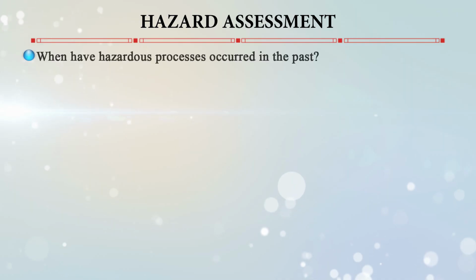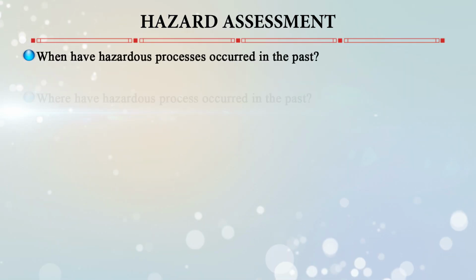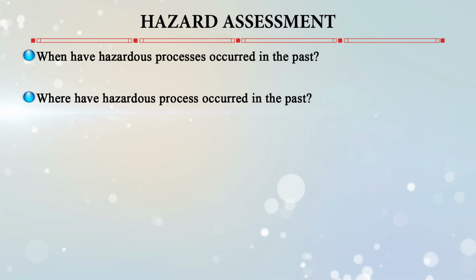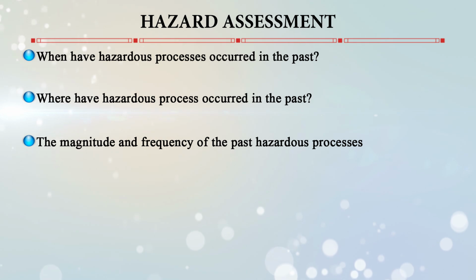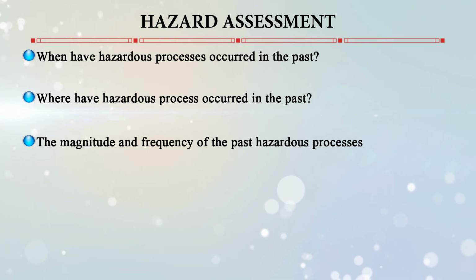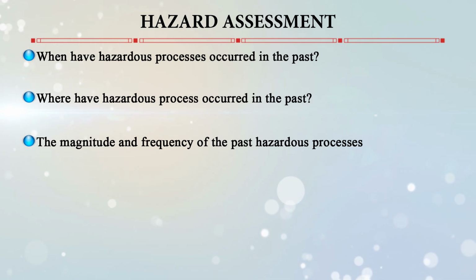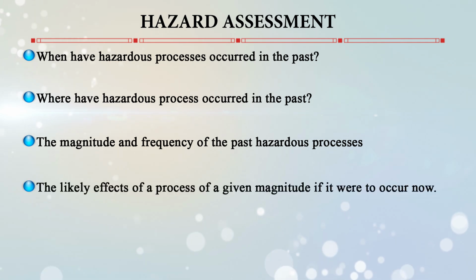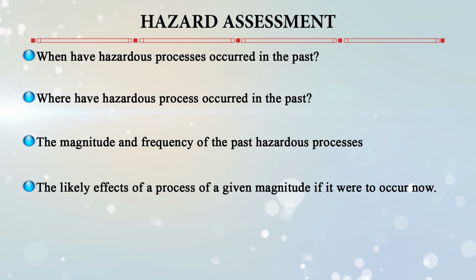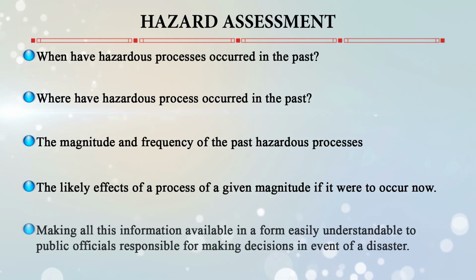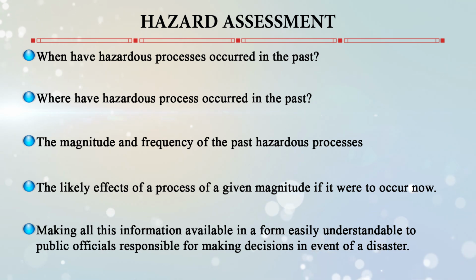Hazard assessment includes understanding when the hazardous processes have occurred in the past, where they have occurred in the past, and the magnitude and frequency of the past hazardous processes. So if we need to assess some phenomena, we should know the magnitude and the frequency of the hazards that have occurred in the past. Also, the likely effects of a process of a given magnitude if it were to occur now. So, making all this information available in a form easily understandable to public officials responsible for making decisions in the event of a disaster, all this encompasses hazard assessment.